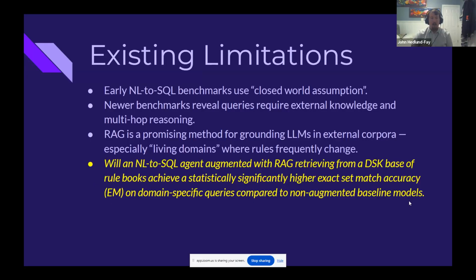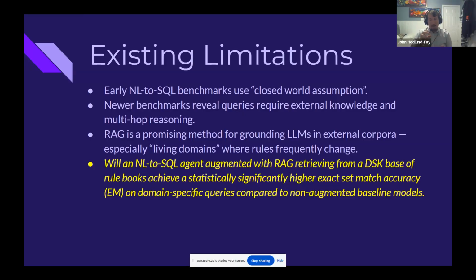Many early natural language to SQL benchmarks used what is known as a closed world assumption. That is, that all of the relevant information was to be contained within the database schemata themselves. More recent benchmarks, however, have shown that external knowledge and multi-hop reasoning are necessary to represent many real-world queries beyond just the schema alone.